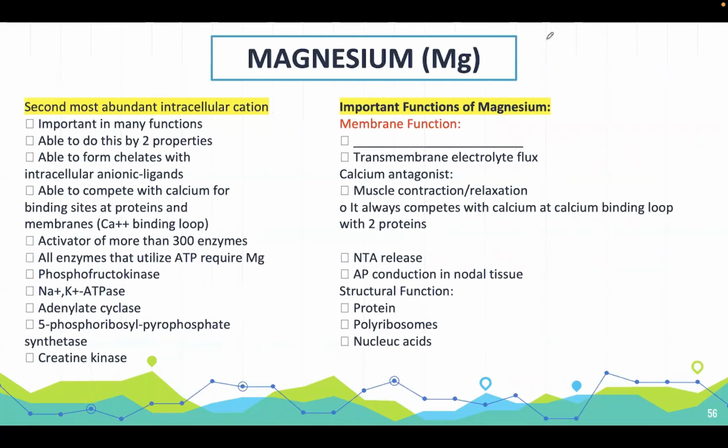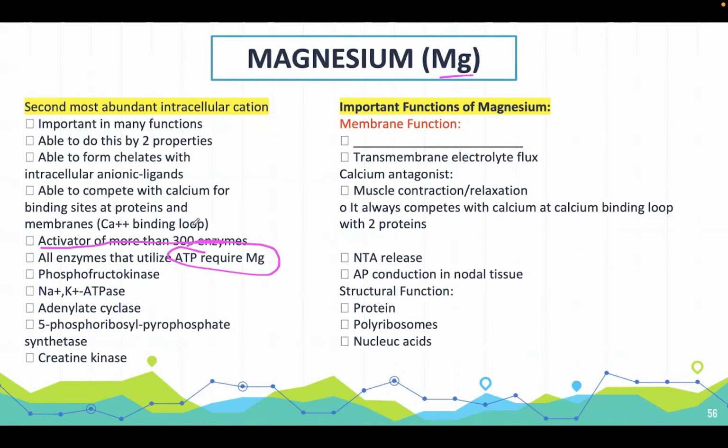Next mineral is what we call your magnesium. Its symbol is Mg, big letter M and small letter g. Your magnesium is the second most abundant intracellular cation. It has many important functions, and it includes being an activator of more than 300 enzymes. All enzymes that utilize ATP require magnesium.